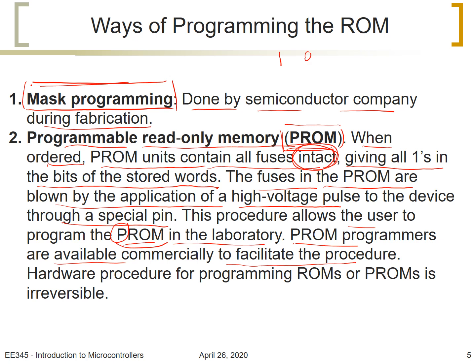And the hardware procedure for programming ROMs or PROMs is irreversible. So once you have blown the fuse, it cannot come back to be connected. It is done once and forever. So the main difference between mask programming and the programmable ROM is that the first is done at the factory and never changes, while the second is done in the laboratory by the user. Again, once it is done, it cannot be changed.